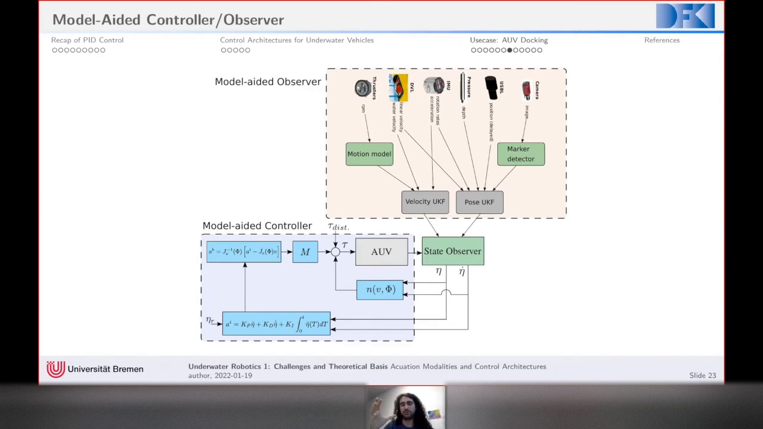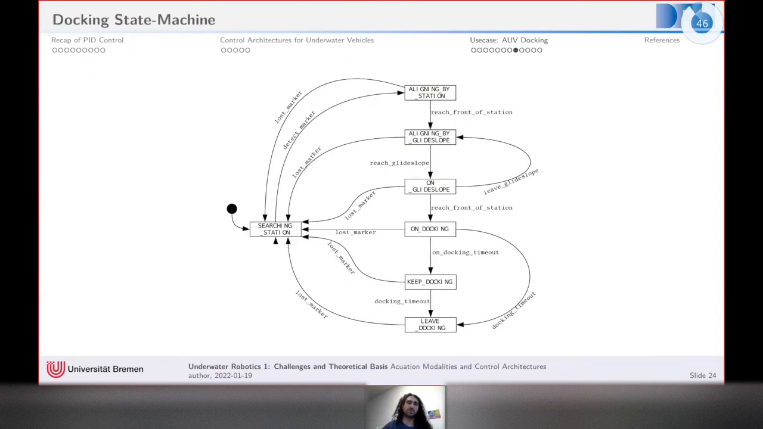So whenever we observe the markers from the camera, we try to align by this glide slope and then go on a straight line until we dock. It's quite simple. Here's a bit of how the state machine works.